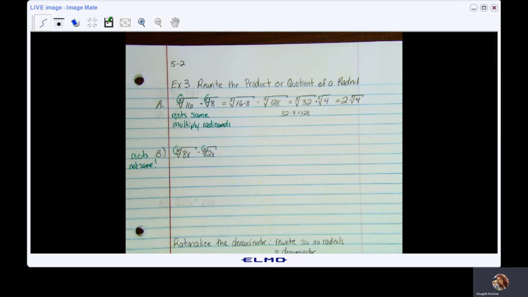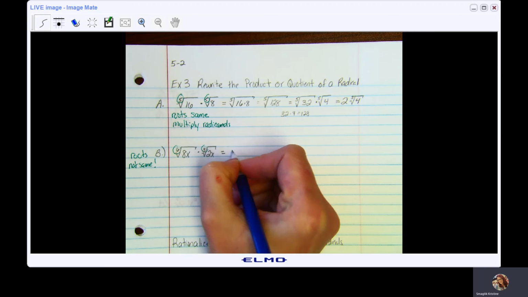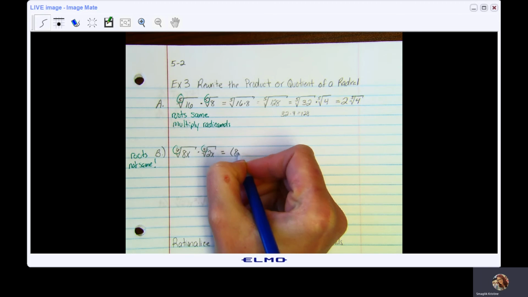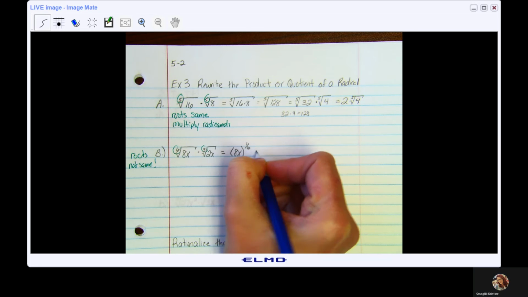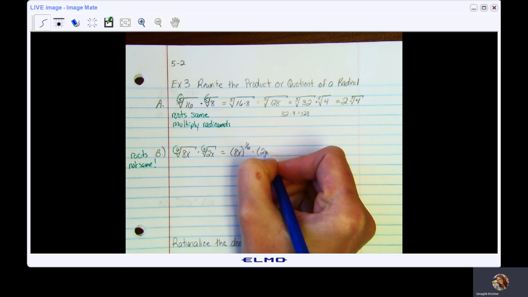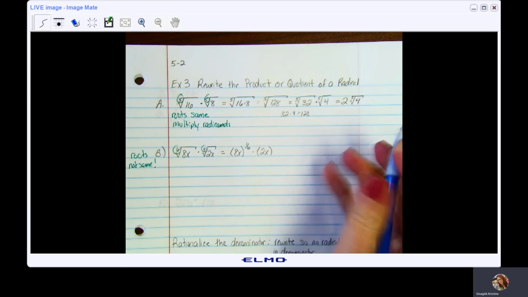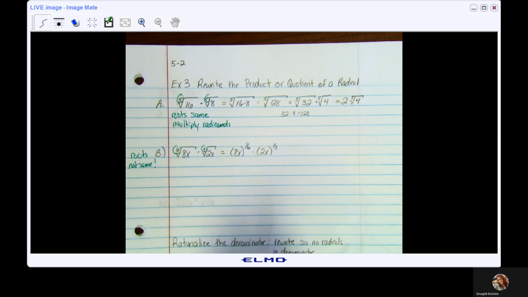So I'm going to go ahead and move this into exponential form. It's actually going to make it a little easier to work with. So I'm going to have 8x raised to the 1/6 power times, my radicand is 2x, that becomes my base, raised to the 1/3 power. So we rewrote using rational exponents.